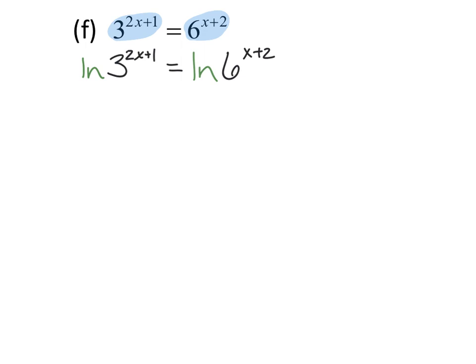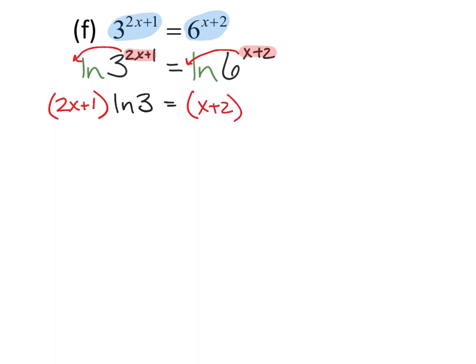Since I have powers inside of my logarithm, I'm going to use that power rule to take the exponents and move them to the very front of their particular natural log. So the next step of this equation would say (2x plus 1) times the natural log of 3 equal to (x plus 2) times the natural log of 6. Yes, the parentheses are important since you're multiplying a binomial times a single number. And yes, natural log of 3 is a single number.